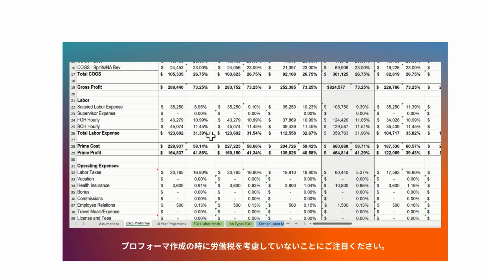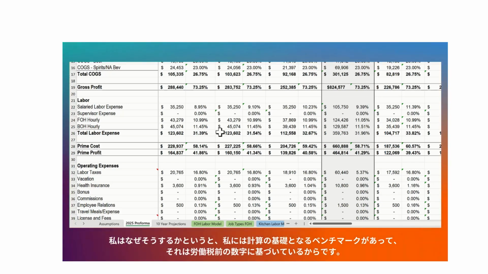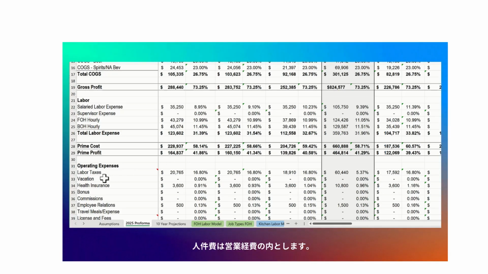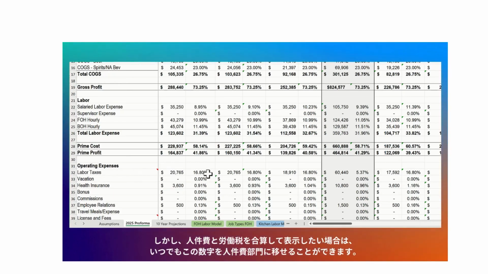You'll notice that I don't factor in labor taxes when doing a Proforma in the labor section. The reason why I do that is because I have certain benchmarks that I go off of that are based off of pre-labor tax numbers. I add the labor taxes down here under operating expenses, but if you would like to see your labor combined with your labor taxes, we can always move this number up to your labor section.